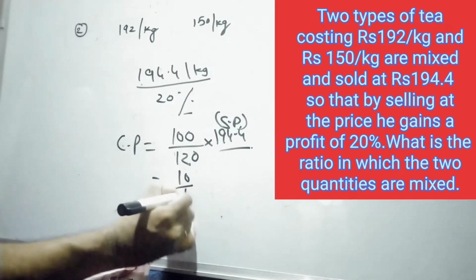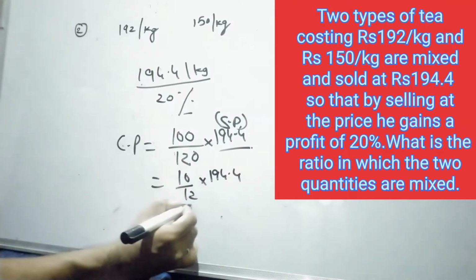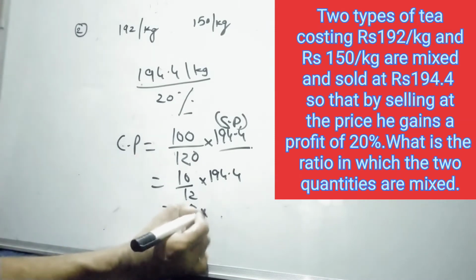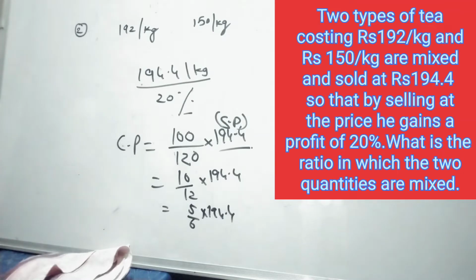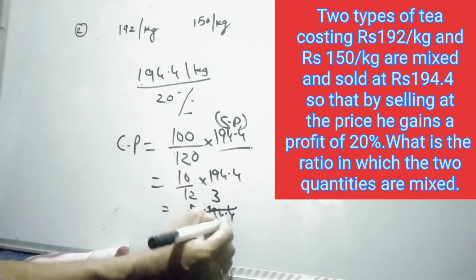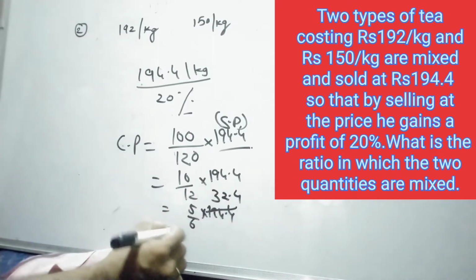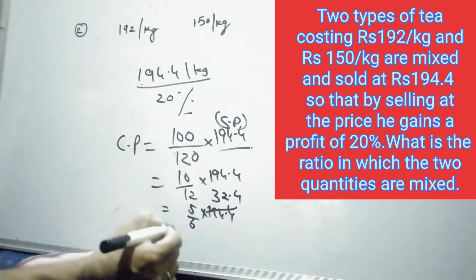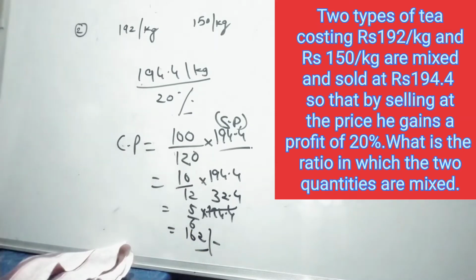10 by 12 into 194.4, that is 5 by 6 into 194.4, that is 6 3s are 18, 6 2s are 12, 6 4s are 24. So finally we get 162 rupees. This is the cost price.